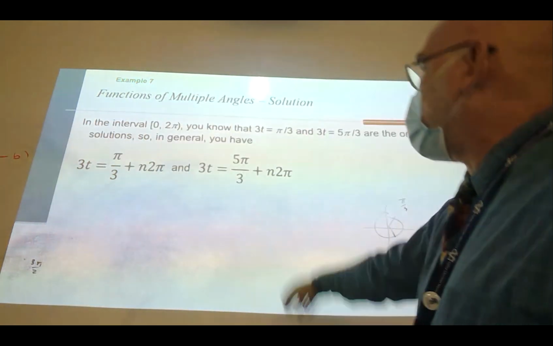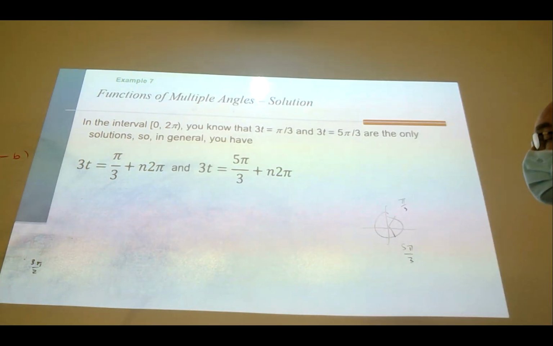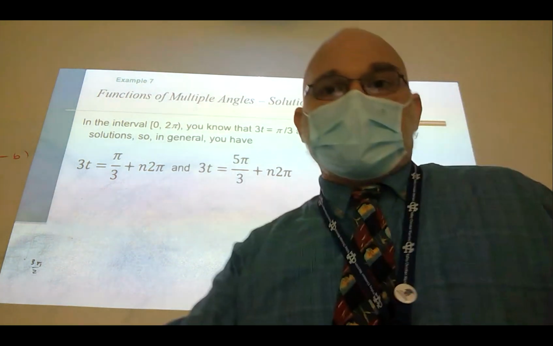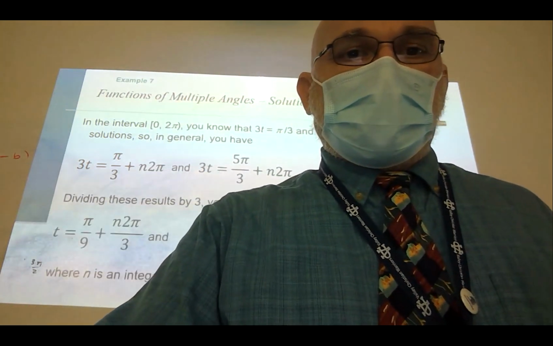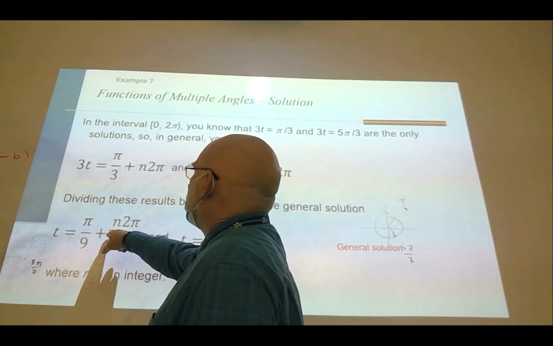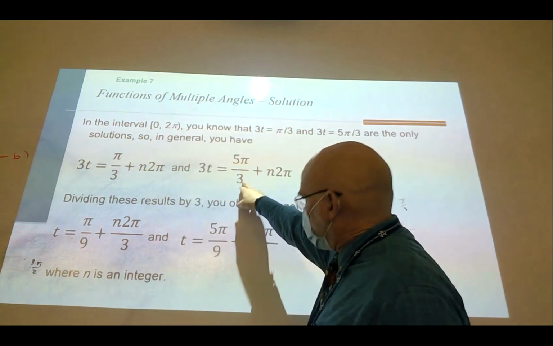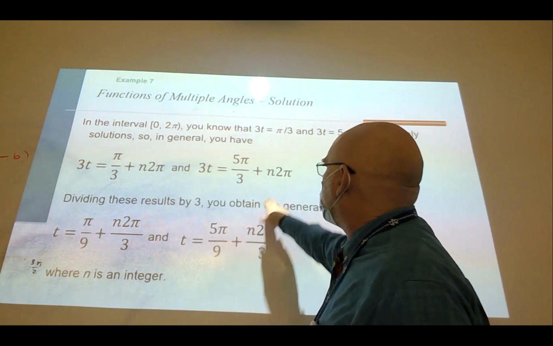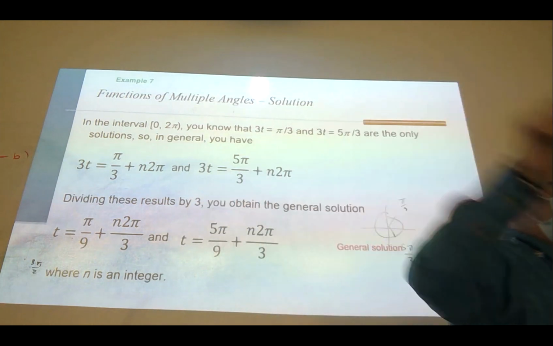So my two possible answers are 3t is equal to pi over 3 plus n2 pi, and 3t is equal to 5 pi over 3 plus n2 pi. My last step then is I have to divide by 3 to get rid of that 3. So my final answer is pi over 9 plus n2 pi divided by 3, and 5 pi over 3 divided by 3 is 5 pi over 9 plus n2 pi divided by 3. And that is what t is equal to.